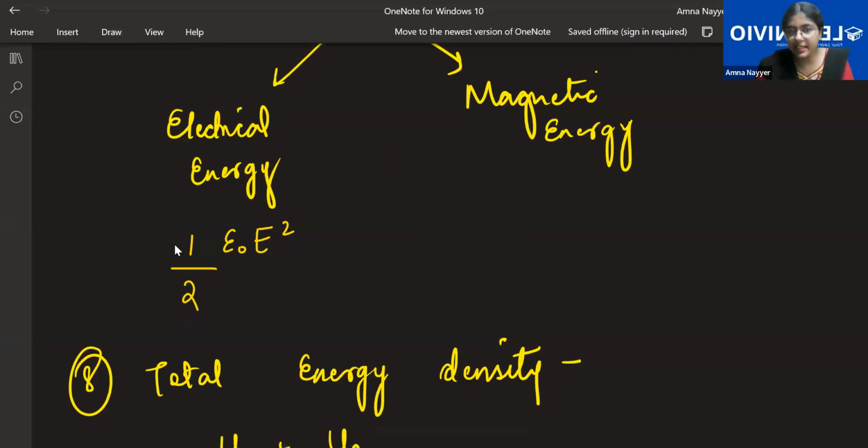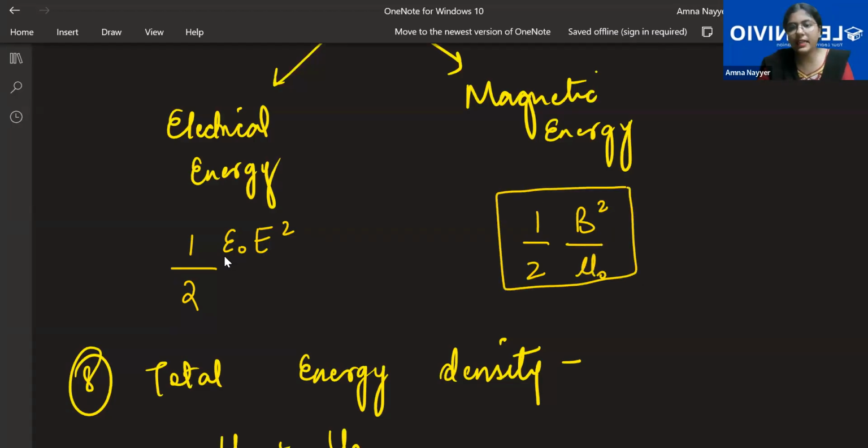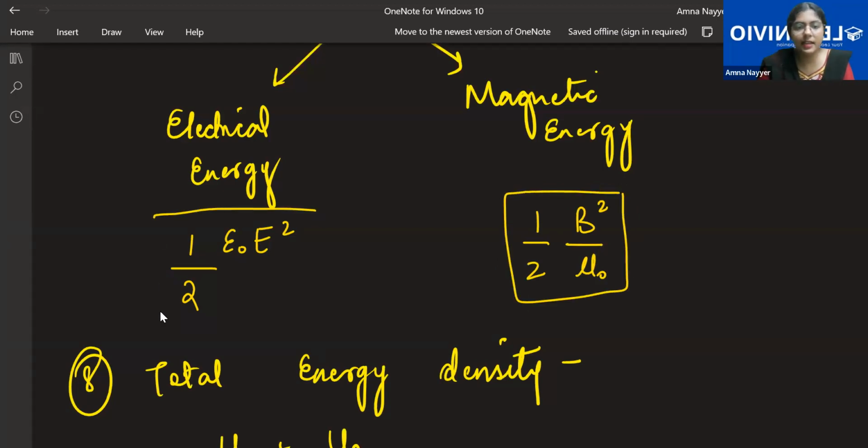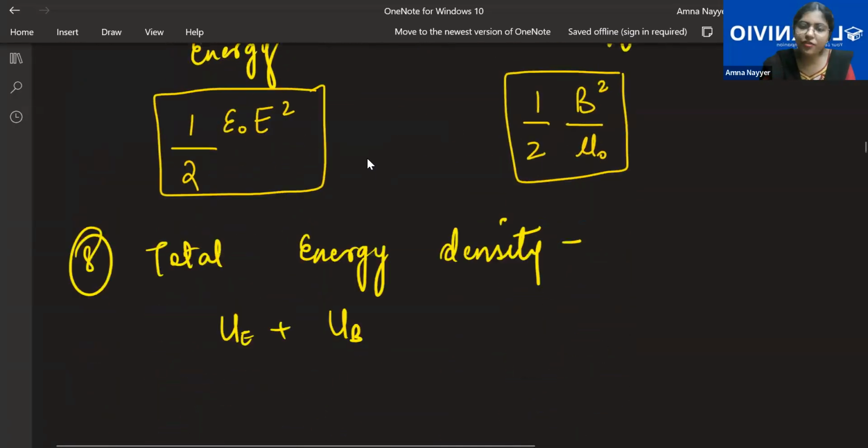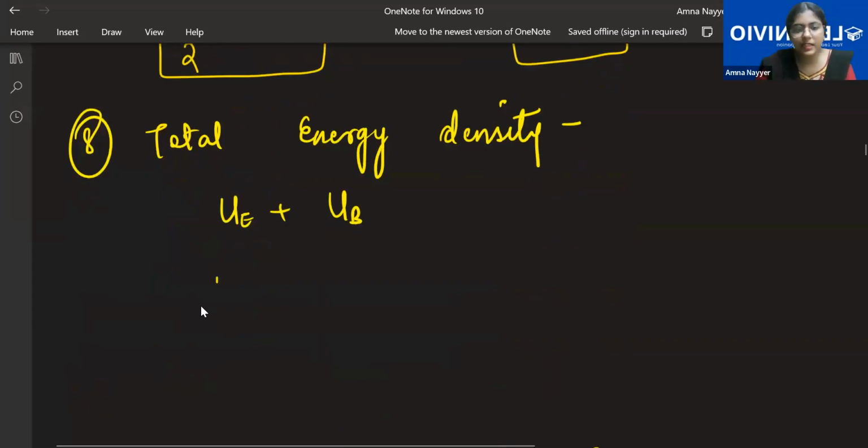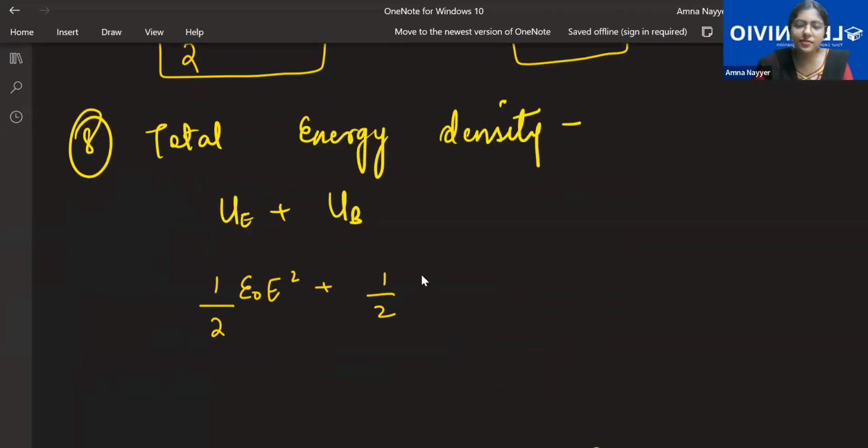So this is the electrical energy density, and we did the magnetic energy. See, magnetic energy is half, E square will become B square, it is getting multiplied by epsilon naught, and this gets divided by mu naught. So this is the magnetic energy density, and this is the electrical energy density. If we add both of them, this will be half epsilon naught E square plus half B square divided by mu naught.